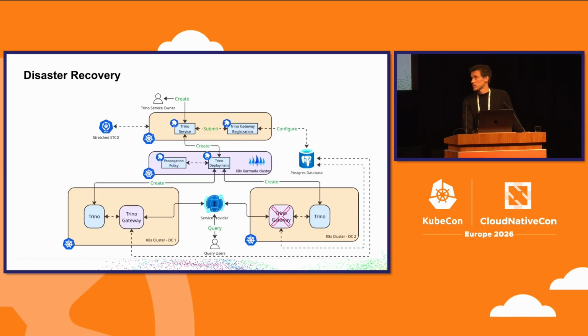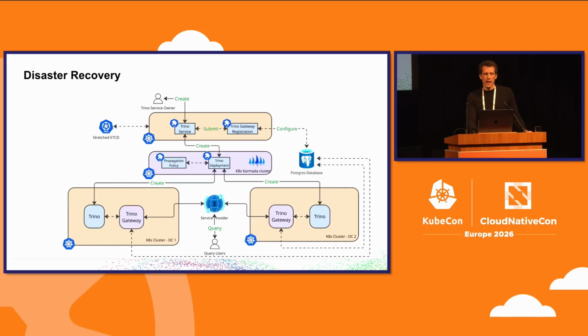An important thing to see here is that the surviving gateway in data center 1 can still dispatch queries to the Trino pod in data center 2. Only the gateway pod in data center 2 is down. So we only lost the gateway, but not the compute behind it.